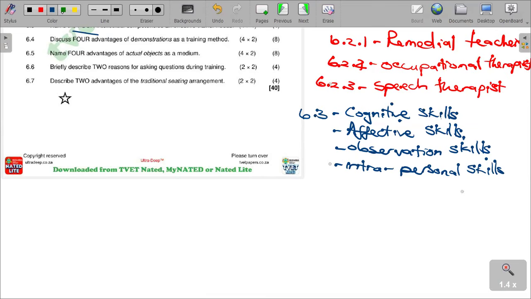Okay, I'm going to move on to question 6.4. Discuss four advantages of demonstrations as a training method. What are the advantages of demonstration as a training method? You can find that demonstration allows skills to be used immediately.